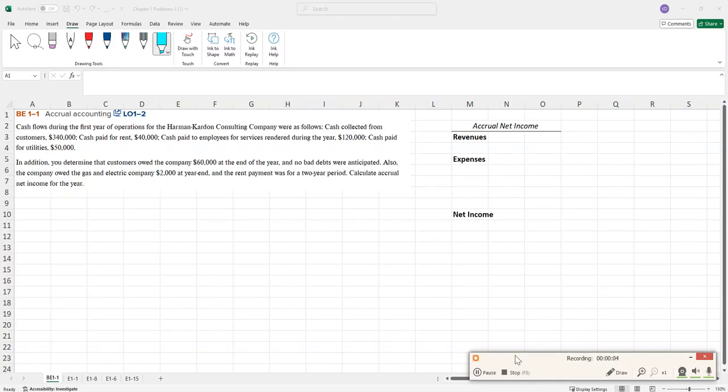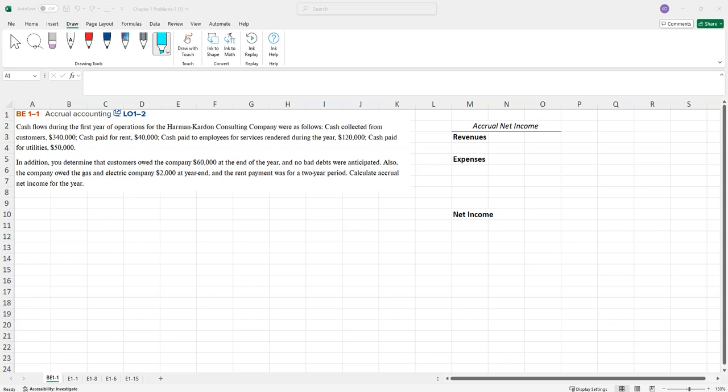This is going to be the first video for the Chapter 1 problems. We're going to divide this into two videos. You could do it in one. There's not that much going on here, but I like to chunk it out and make it a little bit more reasonable. So we're going to look at the first two problems here, BE 1-1, brief exercise 1-1, and exercise 1-1.